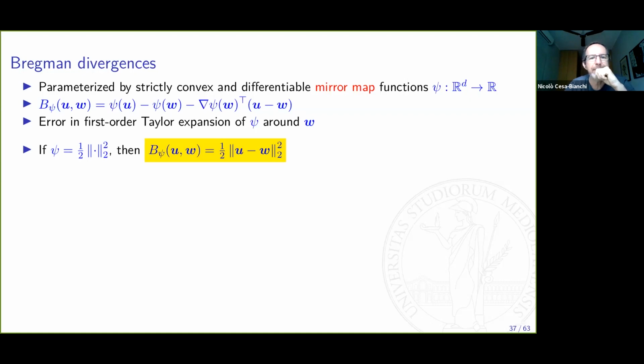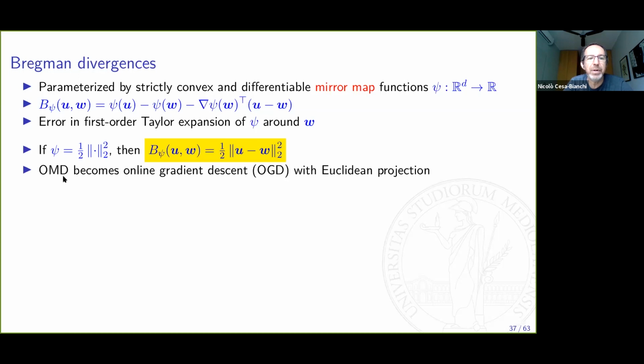Why is this the suitable thing to do? Well, if you take the squared Euclidean norm as psi, then your Bregman divergence becomes exactly the squared Euclidean distance. So it's a proper generalization of Euclidean distances. And now your online mirror descent becomes gradient descent, which is the algorithm we were looking at before we generalized the Euclidean distance with Bregman divergences. You just do gradient descent with Euclidean projections.